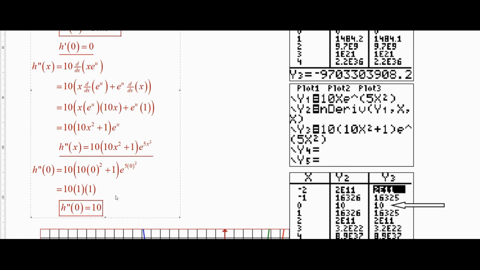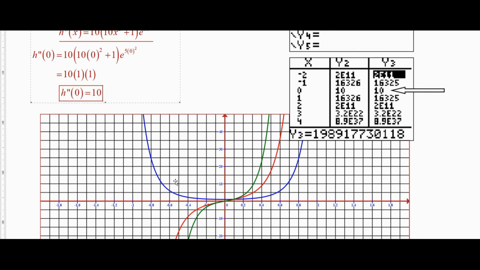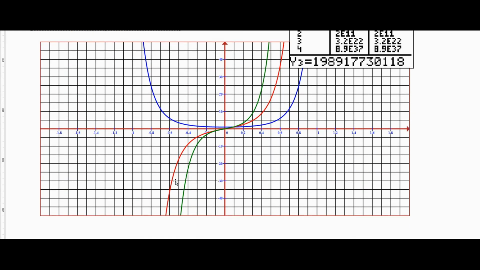If we evaluate that at 0, it's 10. Let's see. Put in 0 here. 0 squared is 0 times 5 is 0. E to the 0 is 1. So it's 1 for the last part. 0 squared is 0 times 10 is 0 plus 1 is 1. 10 times 1 times 1 is 10. So the second derivative at 0 is 10.